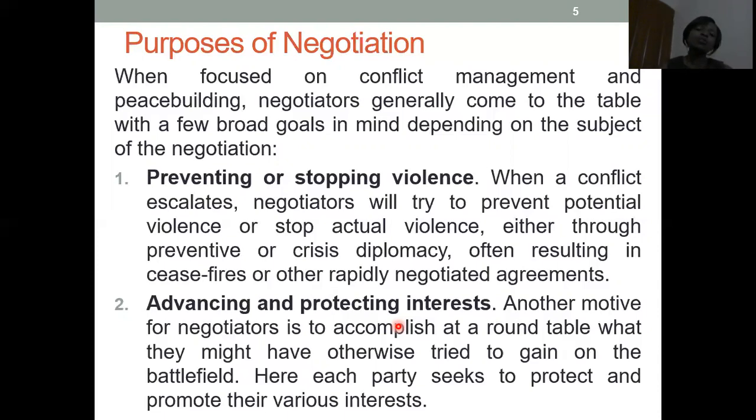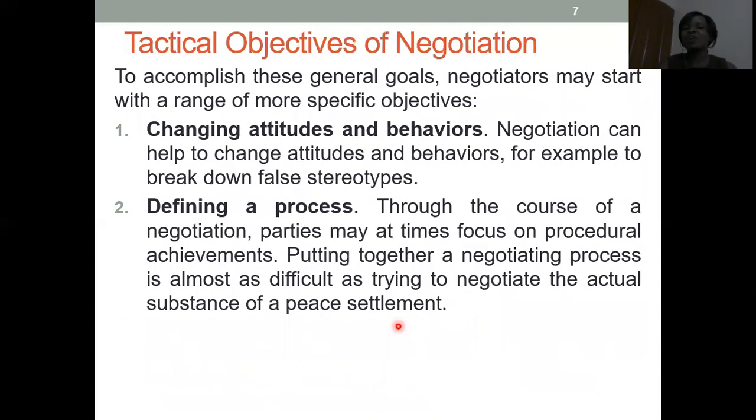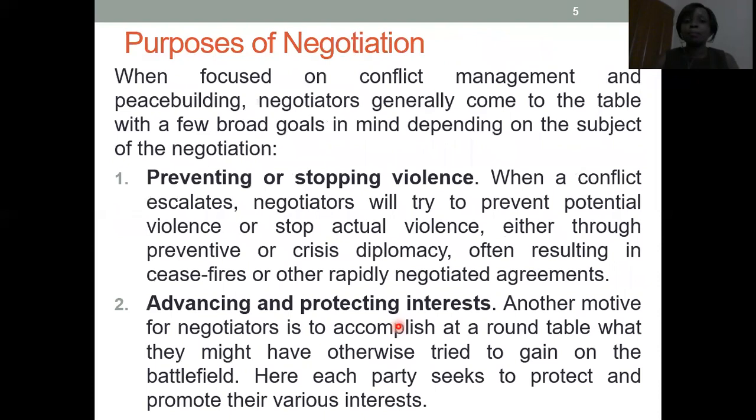Now, let's look at the purposes of negotiation. Why are you negotiating? And then we're also going to look at tactical objectives in negotiation. Now, the difference between these two is objectives. Tactical objectives are usually short term goals, and then the purpose of negotiation looks at long term goals. That's the difference between the two. You're going to find that there's a small line between the two.